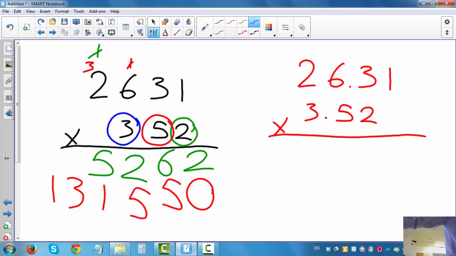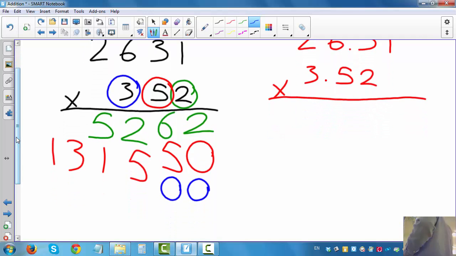3 times 1? Don't tell me 3. Zeros. I don't want to know what is 3 times 1 right now. I want to know there are 2 digits in front of the 3. Therefore, you're going to add 2 zeros here. Now you tell me what is 3 times 1, which is 3.